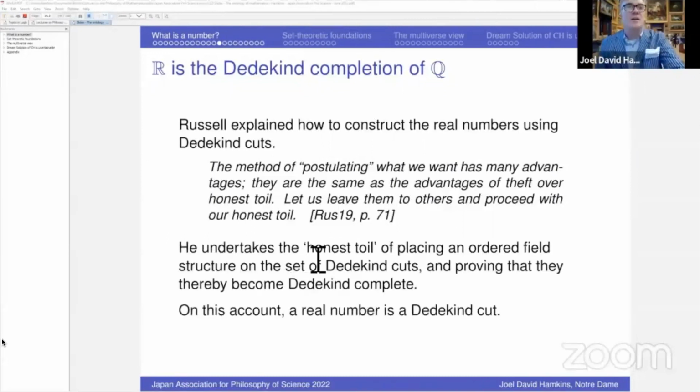Well, Russell is undertaking the honest toil of placing an ordered field structure on the Dedekind cuts. He's building the real numbers using Dedekind cuts in the rationals. Instead of just assuming the real field is complete, he's constructing an ordered field and proving that it is Dedekind complete. So on this account, a real number is a Dedekind cut in the rational numbers.